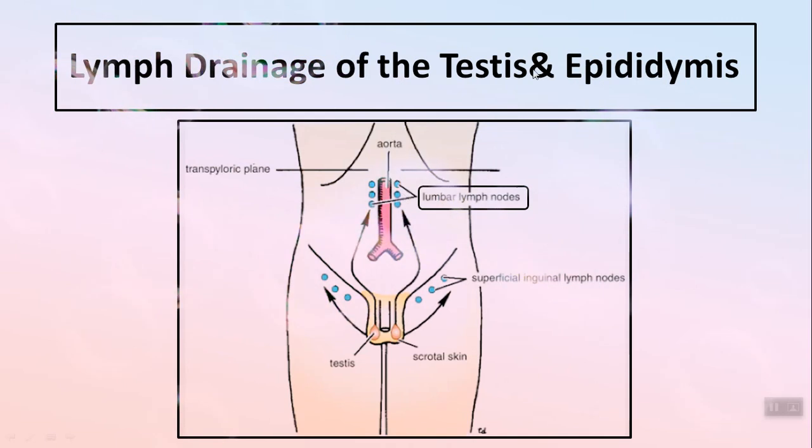What is the lymphatic drainage of the testis and epididymis? We can see here that it drains to the abdominal lymph nodes, lymph nodes inside the abdomen, called the lumbar lymph nodes or the para-aortic lymph nodes. This is not like the lymph nodes that drain the scrotum, which drain to the superficial inguinal lymph nodes.